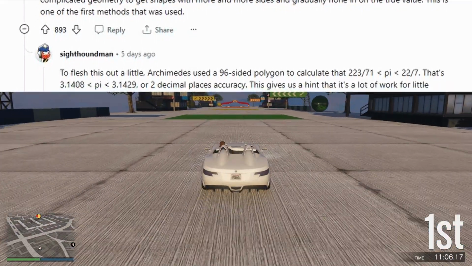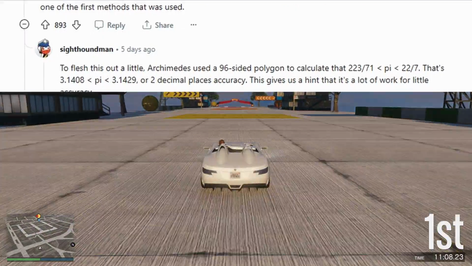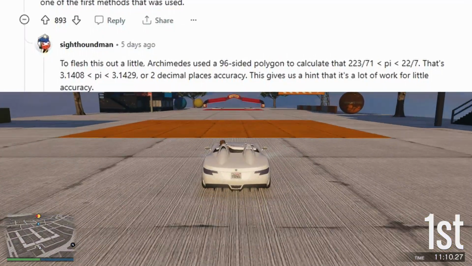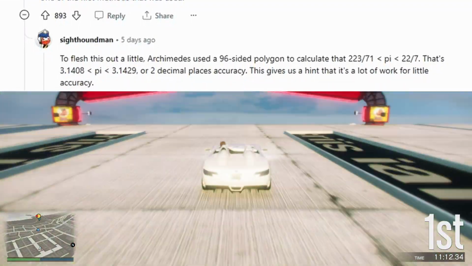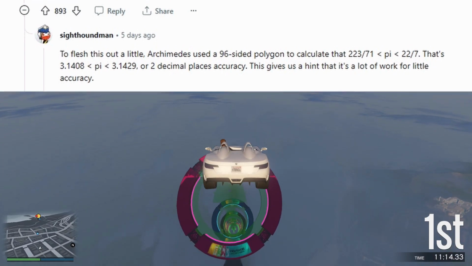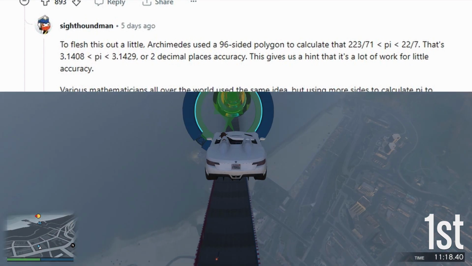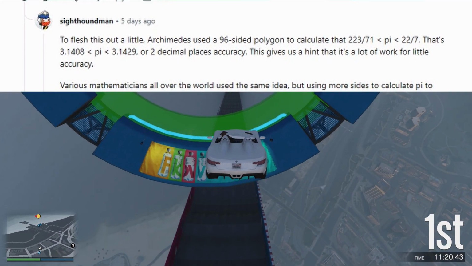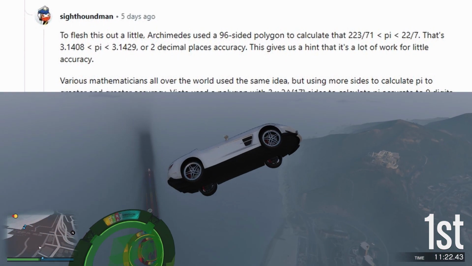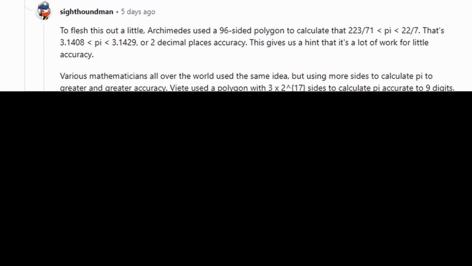To flesh this out a little, Archimedes used a 96-sided polygon to calculate that 223/71 < pi < 22/7. That's 3.1408 < pi < 3.1429, or 2 decimal places accuracy. This gives us a hint that it's a lot of work for little accuracy.